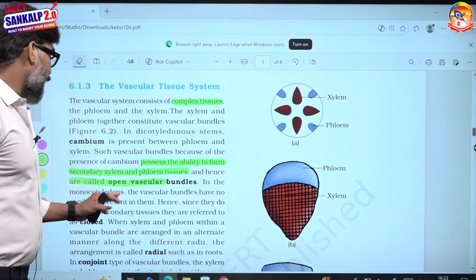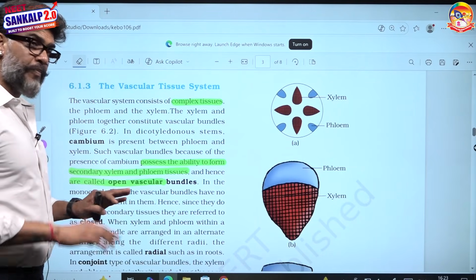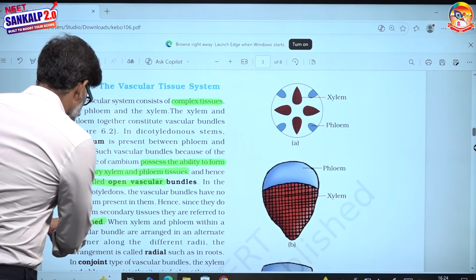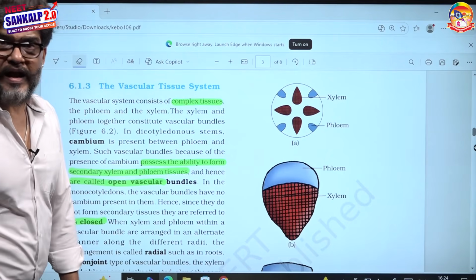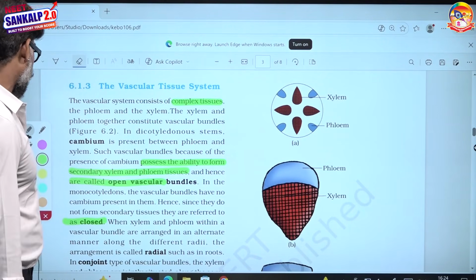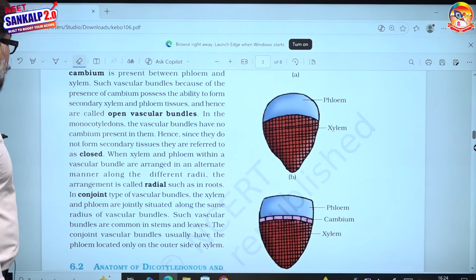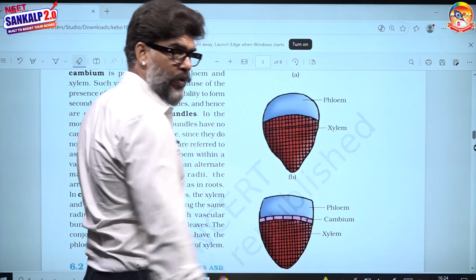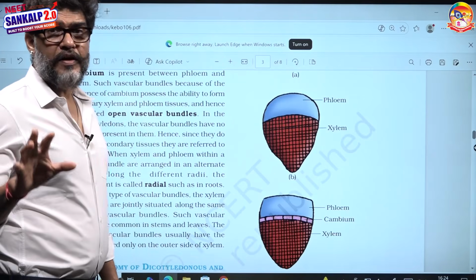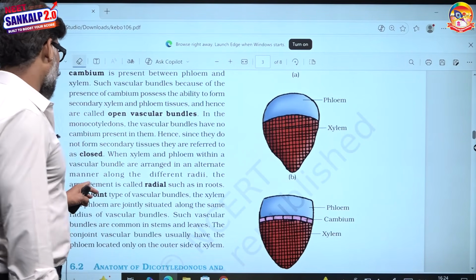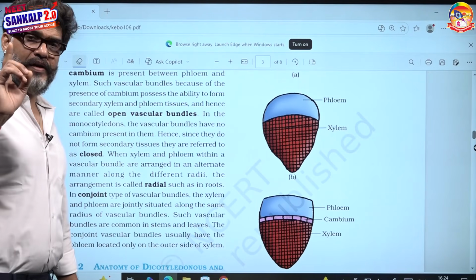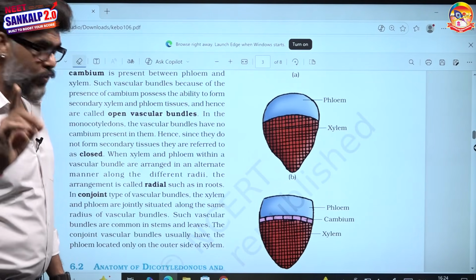In the monocotyledons, the vascular bundles have no cambium, so they are known as closed vascular bundles because they cannot add secondary xylem and secondary phloem. When xylem and phloem within the vascular bundle are arranged in an alternate manner, meaning xylem in one place and phloem somewhere else, on different radii, such vascular bundles are known as radial vascular bundles. Radial vascular bundle is a characteristic feature of roots.